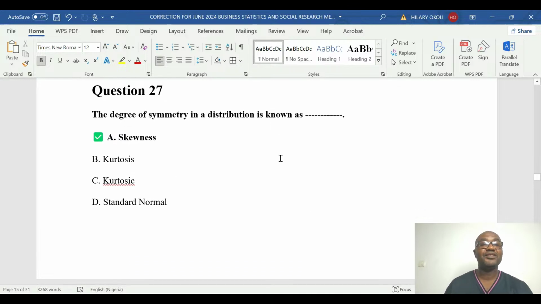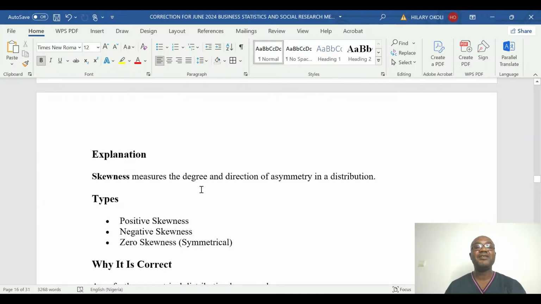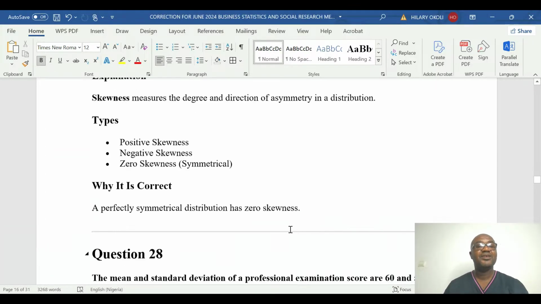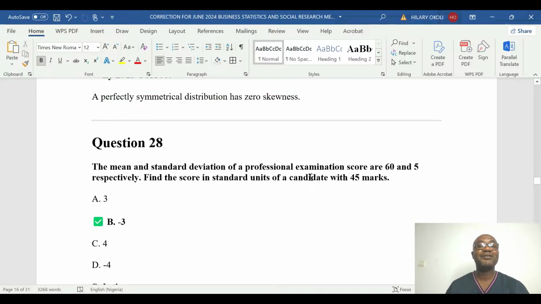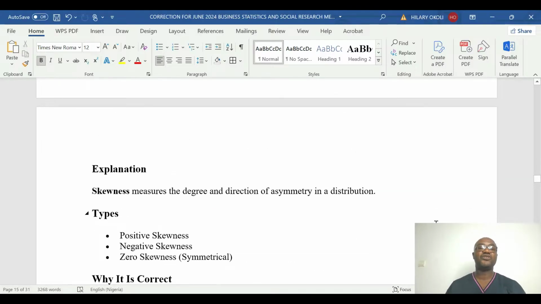This one we discussed in class. The degree of symmetry in a distribution is known as skewness. Skewness measures the degree and direction of symmetry in a distribution, where we have positive skewness, negative skewness, and zero skewness, symmetrical. A perfectly symmetrical distribution has zero skewness. Let's try to remember this. We laughed about it in class. Skewness and kurtosis.